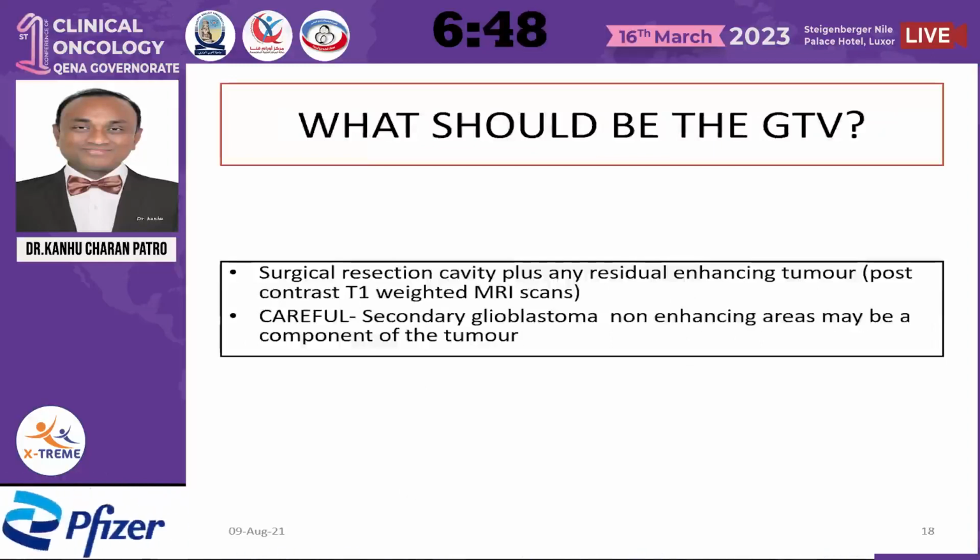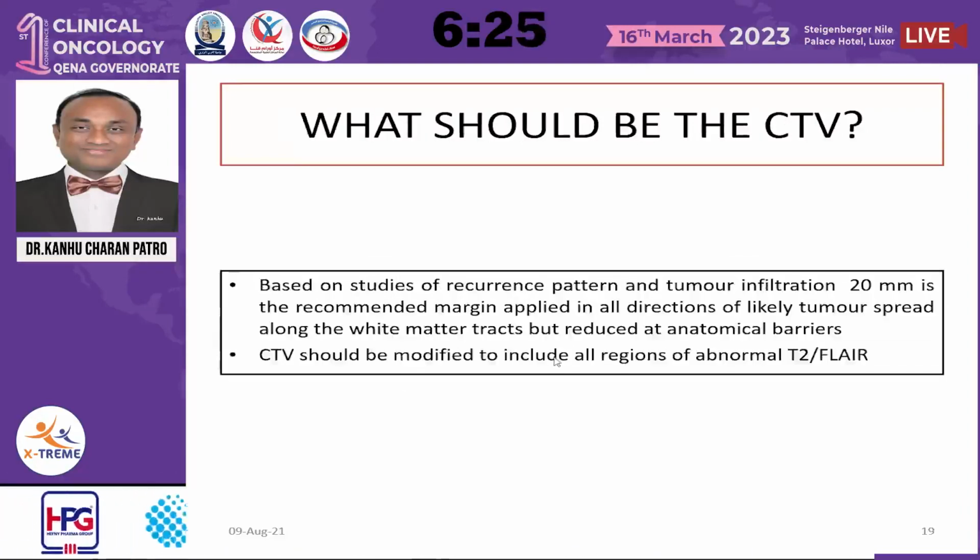GTV should always be the surgical cavity plus the residual enhancing part. Be careful, secondary glioblastomas may have non-enhancing areas that are a component of tumor. If it is a primary glioblastoma, it should be the enhancing component and resection cavity, but in secondary glioblastoma the non-enhancing area is also very important. What should be the CTV?